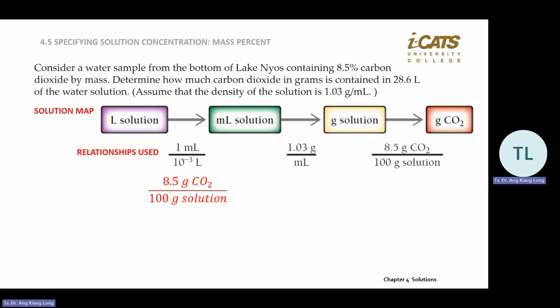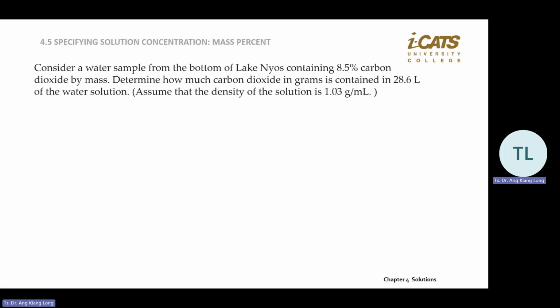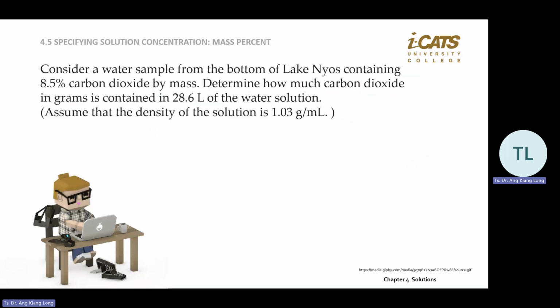So 8.5 gram over 100 gram solution. This is the definition of percentage. 8.5% carbon dioxide by mass, you can write in the form of 8.5 gram divided by 100 gram. This is by the definition of the concentration, given by this information, by these slides.